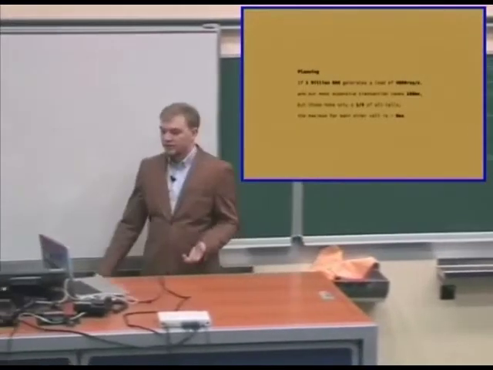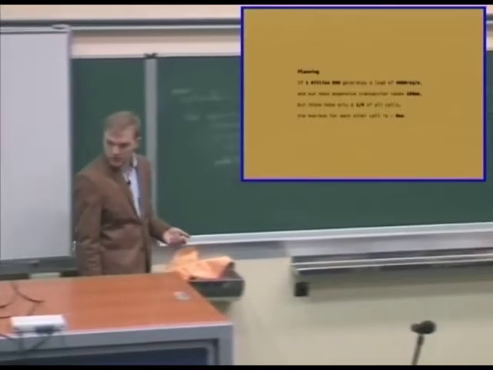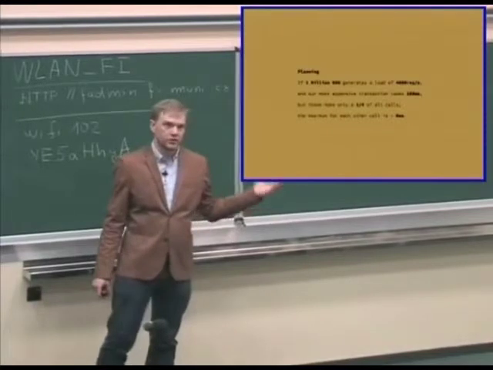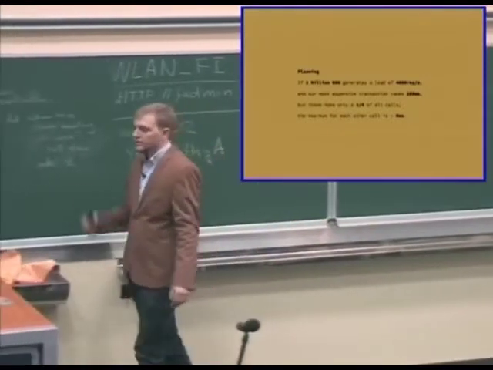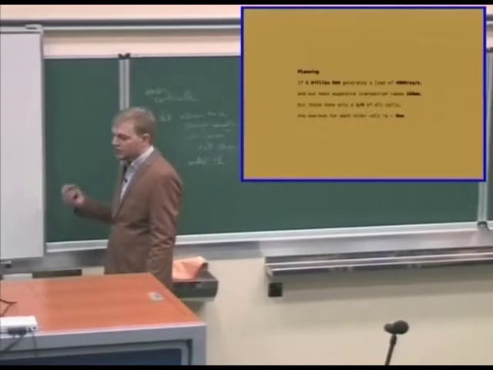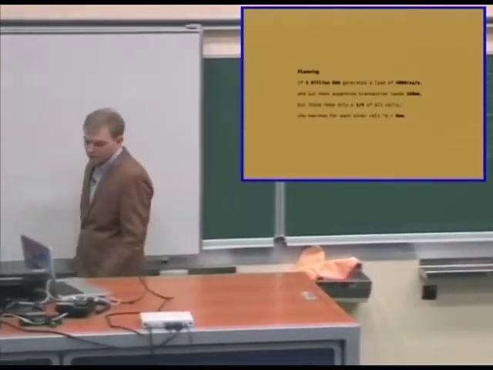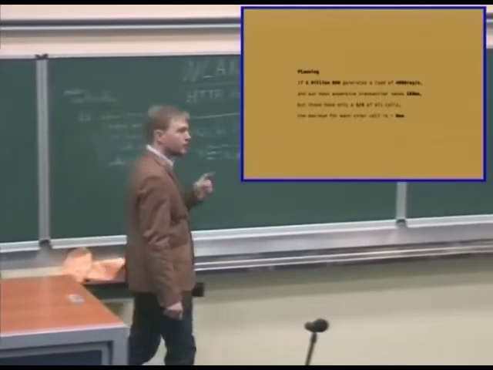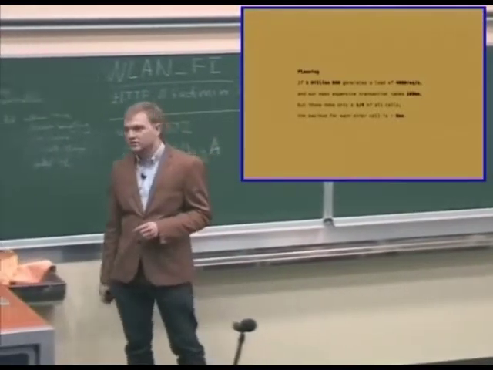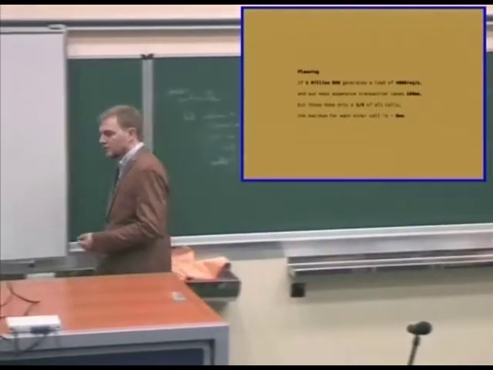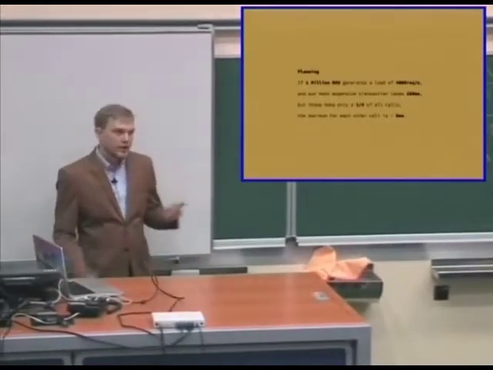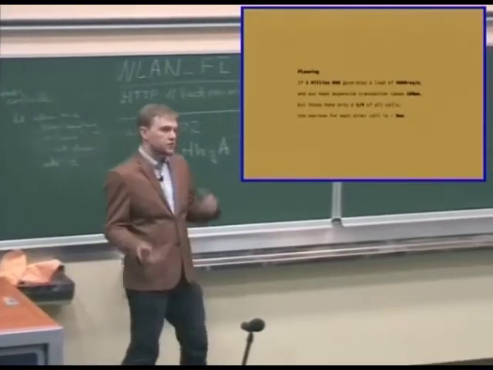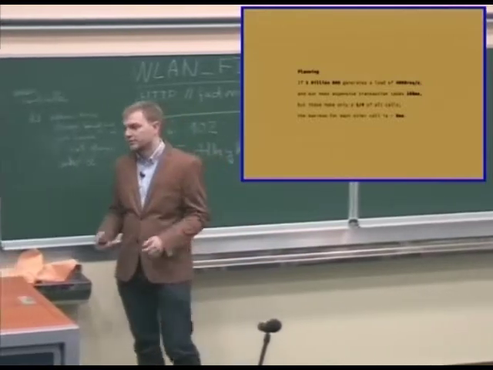And another example, if 1 million DAU generates a load of 4,000 requests per second, we can take this number, for example, from existing games or approximate this number from our current load data. And our most expensive transaction takes 100 milliseconds, but those make only a fourth of all other calls. The maximum for each other call is just 9 milliseconds. So we get a perspective on how performant our system must be and how many servers we have to add or remove from the cluster.